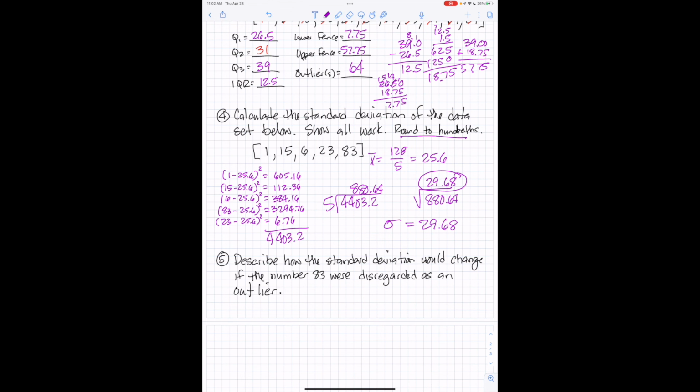Describe how the standard deviation would change if the number 83 were disregarded as an outlier. So that means we take this value right here out. We don't use it. Well, if you do the math real fast, you'll find that the standard deviation for the original set was 29.68, but for the new set without 83 in it would be around 10, somewhere close to 10. So obviously the standard deviation will get smaller, a lot smaller. So that's the answer to number 5.